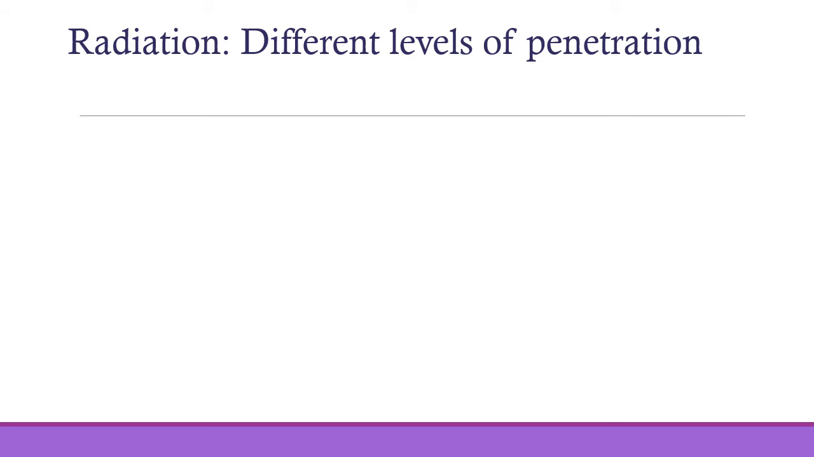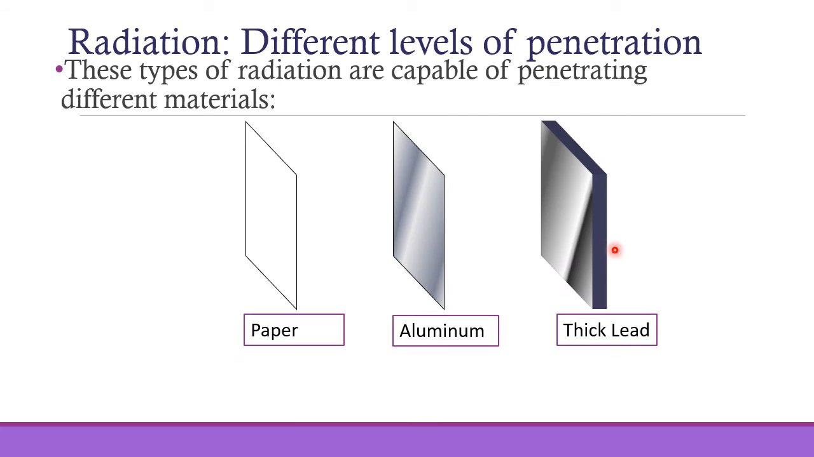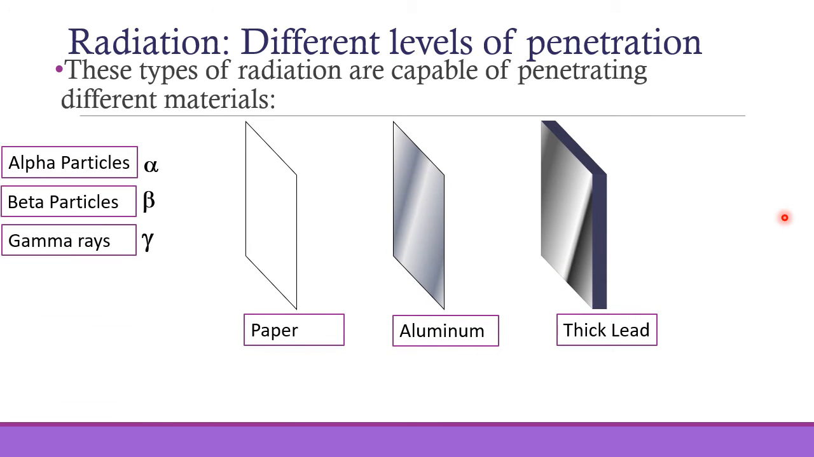Right, now radiation and different levels of penetration. The examples of radiation that we've seen can penetrate and pass through different thicknesses of matter, okay, depending on what type of radiation they are. So they're capable of penetrating different materials. So here we have paper, aluminium, and thick lead. And here we have our examples of radiation. We have alpha particles, beta particles, and gamma rays.